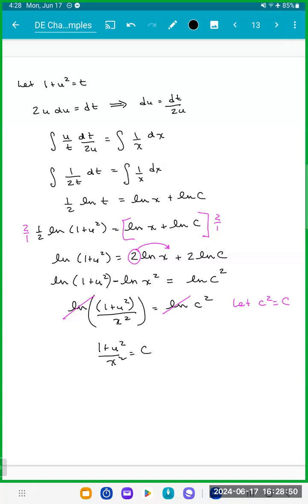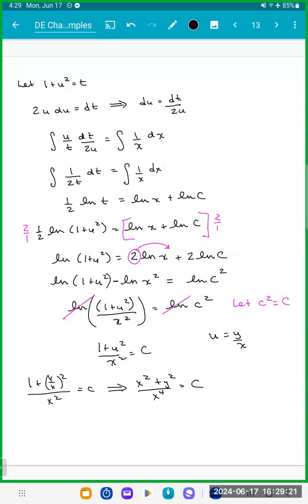Now we want to substitute our u. So we're substituting back in u is equal to y over x. Okay. So this gives me 1 plus (y over x) squared over x squared is equal to c. We can rewrite that as (x squared plus y squared) over x to the 4th is equal to c.